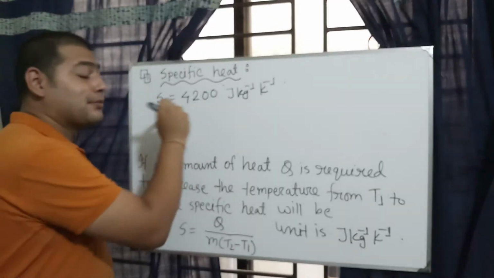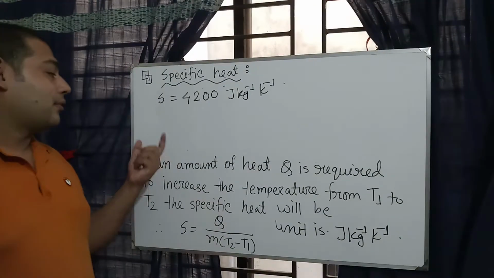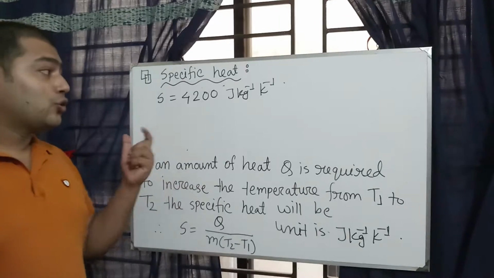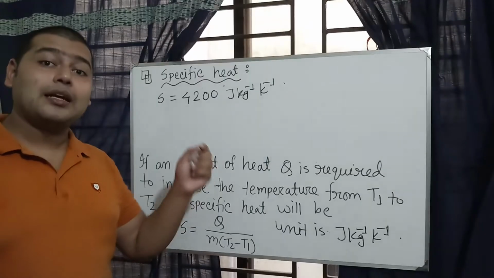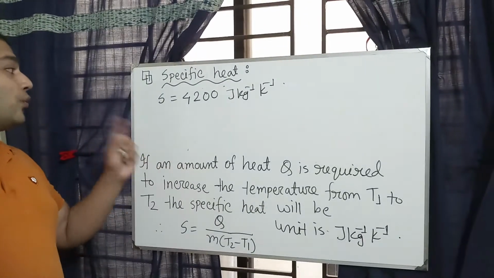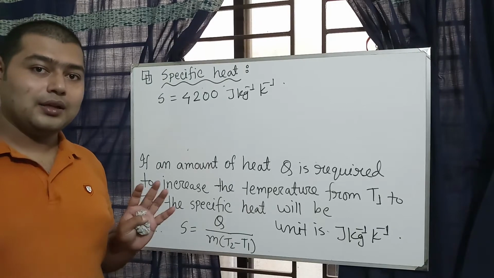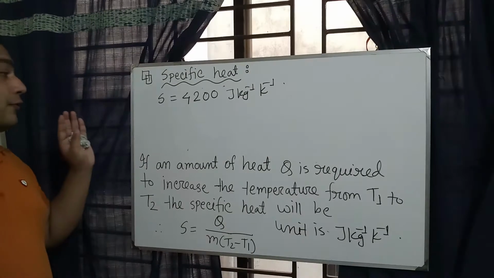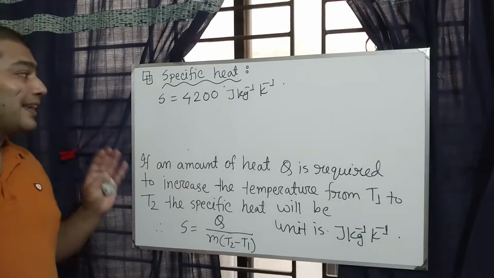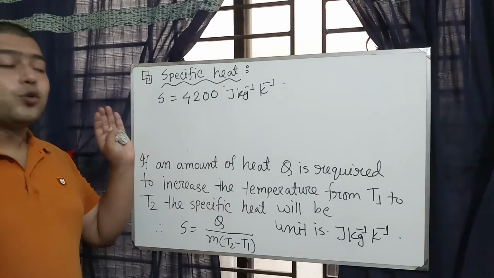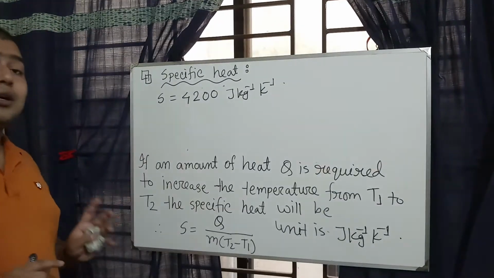What does it mean? It means that for 1 kg of water, to increase the temperature by 1 Kelvin, we need 4200 joule of heat. I'm repeating, to increase the temperature of 1 kg of water by 1 Kelvin, we need 4200 joule of heat. This is our specific heat.